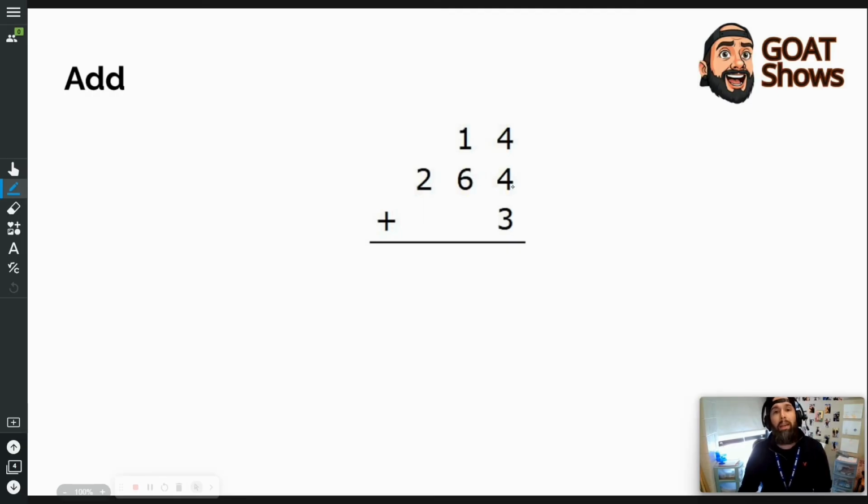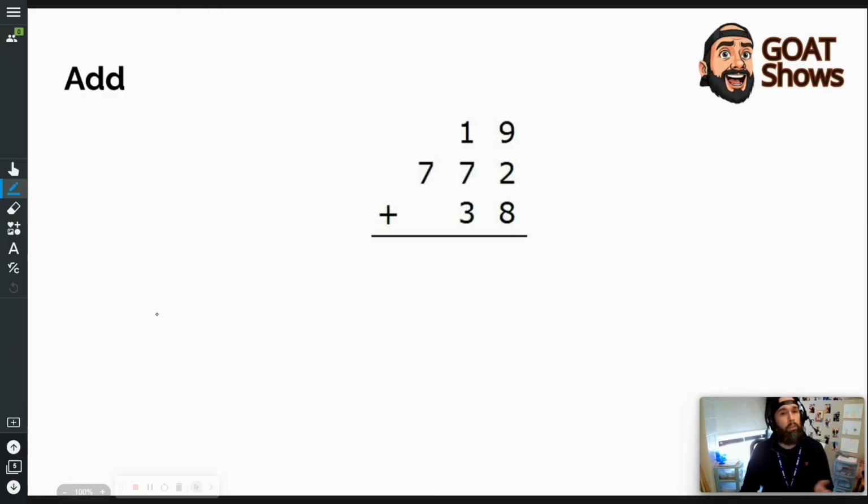4 plus 4 is 8. 8 plus 3 is 11. Write down your 1, carry the 1. 1 plus 1 is 2. 2 plus 6 is 8. 8 plus nothing is 8. Write out your 8. Drop down your 2 because we have nothing to do. And 14 plus 264 plus 3 is 281. That's it. Let's do it again.